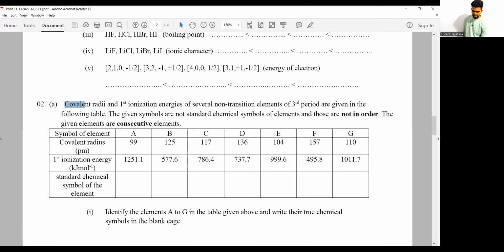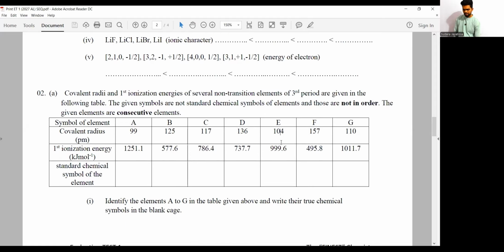It says covalent radii and first ionization energies of several non-transition elements of the third period are given in the following table. So if you go to the periodic table, the periods are the horizontal ones. First period you have only hydrogen and helium. In the second period you have lithium to neon, right? In the third period, you have sodium to argon, right? So you have 8 elements in that third period, right?